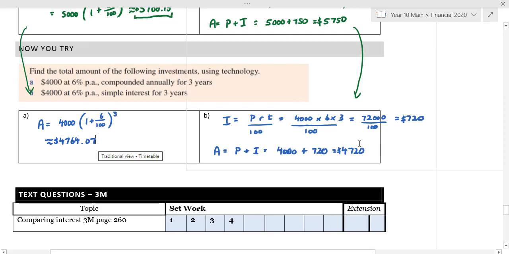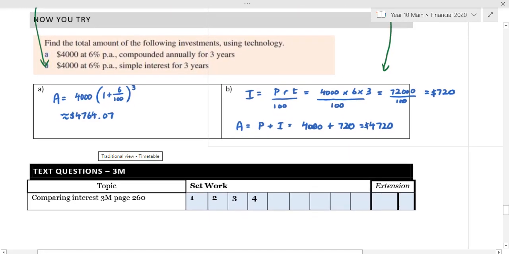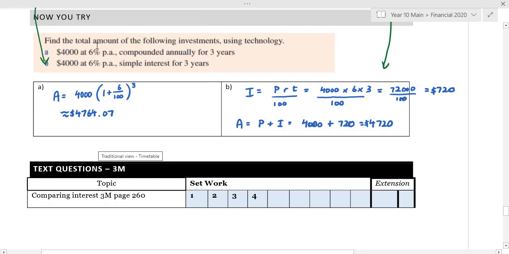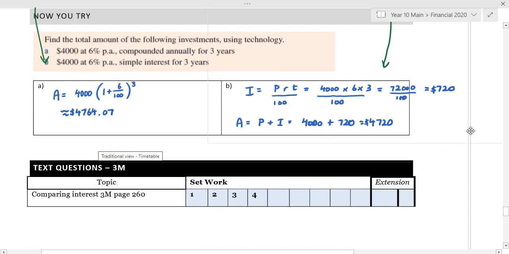All right, so I've done these now, and as you can see, I've got exactly the same interest rate, exactly the same principal over the same amount of time. The first one is when we're looking at compounded just once a year. So the rate per year is 6%. So it's 1 plus 6 over 100, to the power of 3 years. And that gives me $4,764.07.